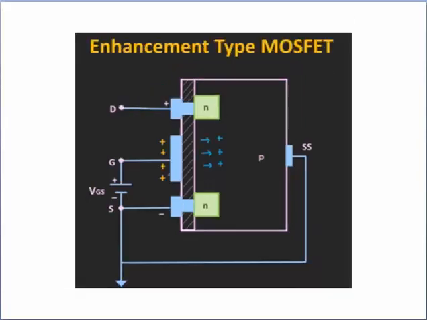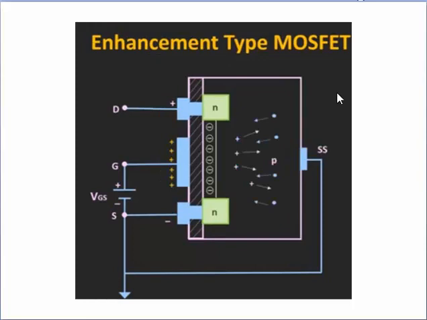Now, holes are the majority carriers in the P-type substrate, and whenever we apply the positive voltage at this gate terminal, the holes near this oxide layer will be pushed away from the gate terminal, and at the same time the electrons, which are the minority charge carriers in this P-type substrate, will also get attracted towards this gate terminal. But at the lower voltage of VGS, the electrons will get recombined with the majority charge carriers, that is holes.